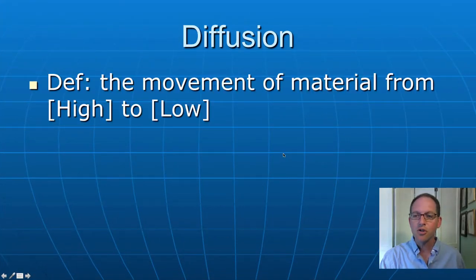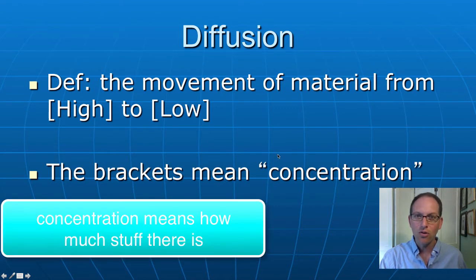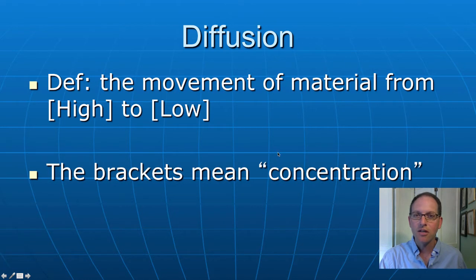Let's start with diffusion. Diffusion is the movement of material from high to low. And notice those brackets around there, those brackets mean concentration. You have a tendency to be lazy sometimes. Well, scientists can be lazy too, and their way of being lazy, instead of writing concentration all the time, is to use these brackets.